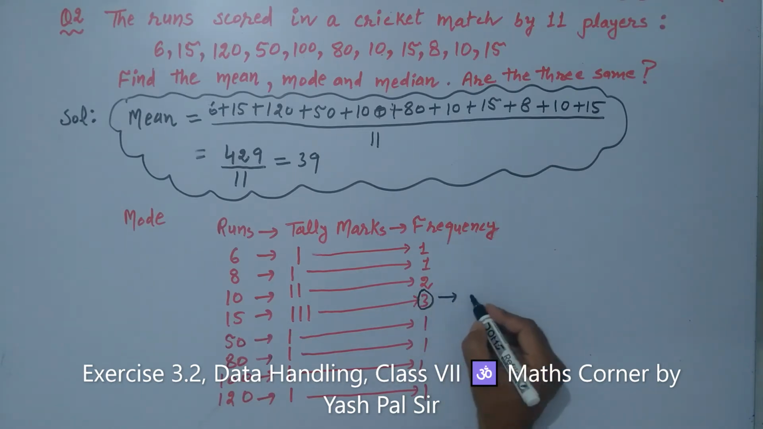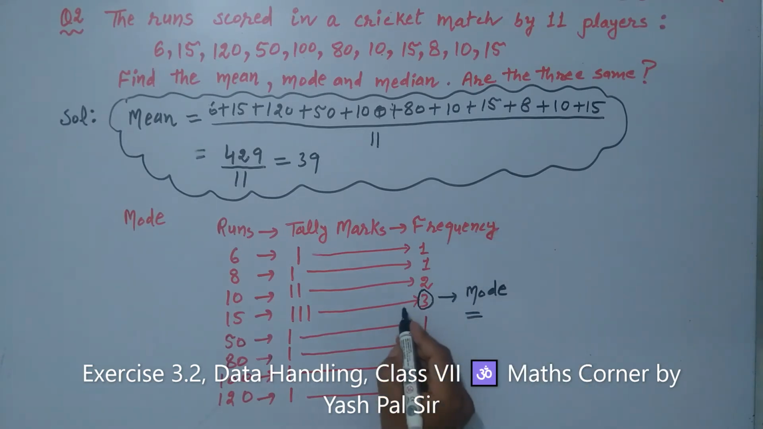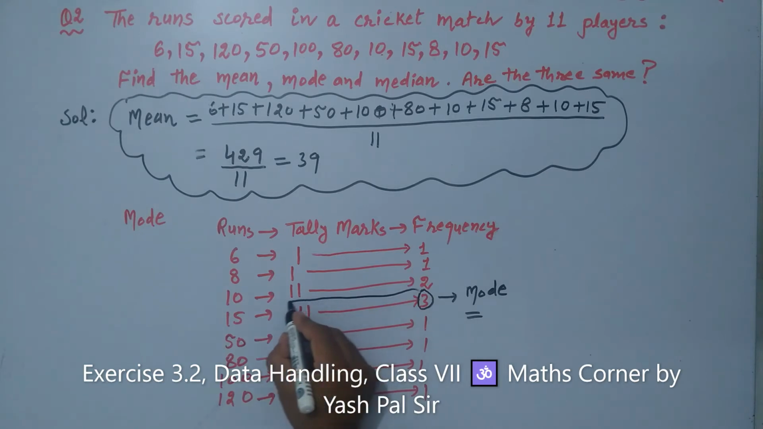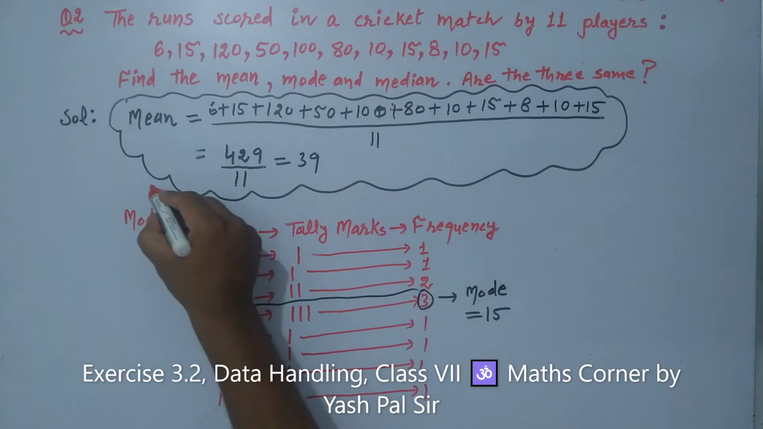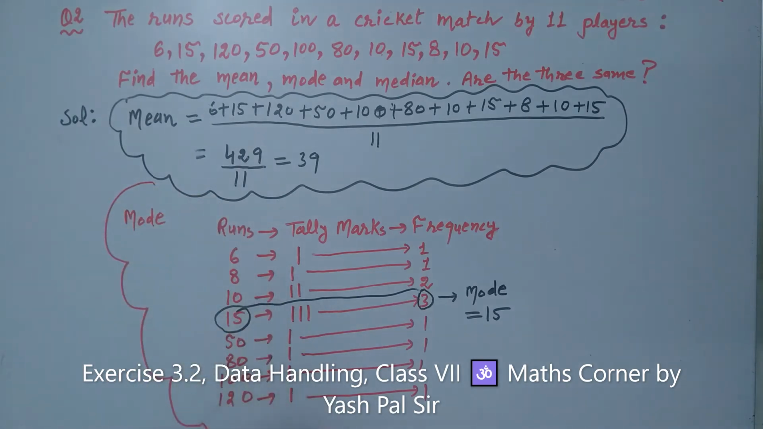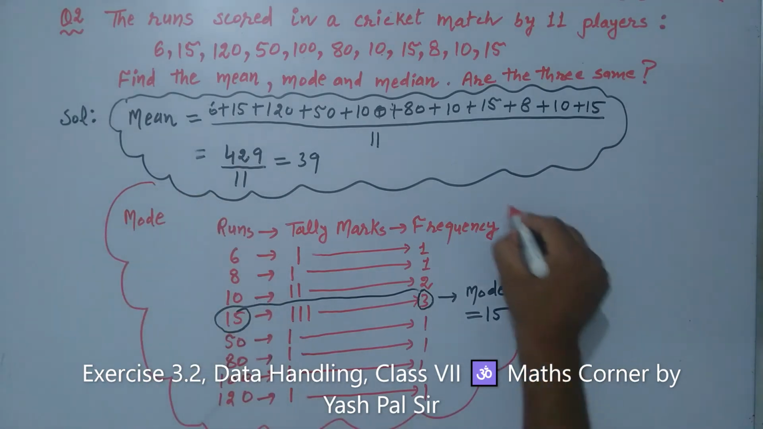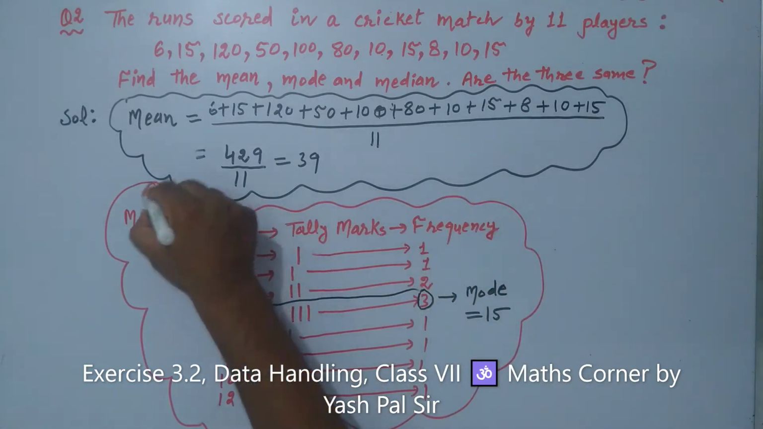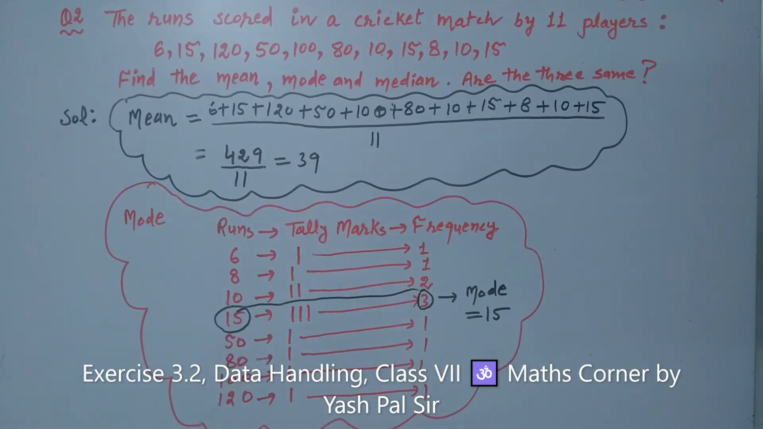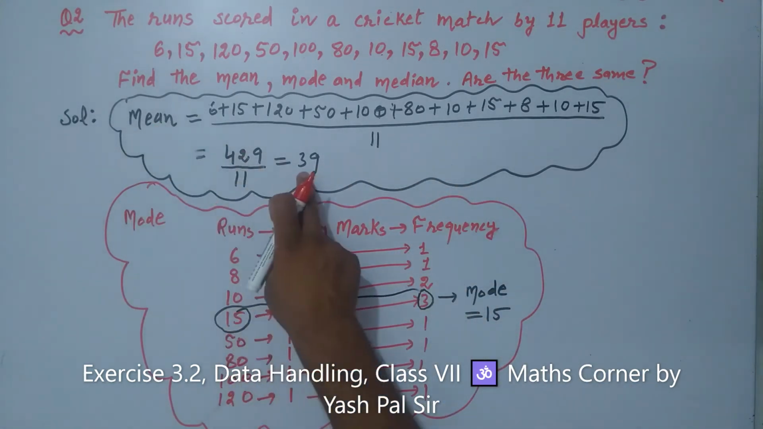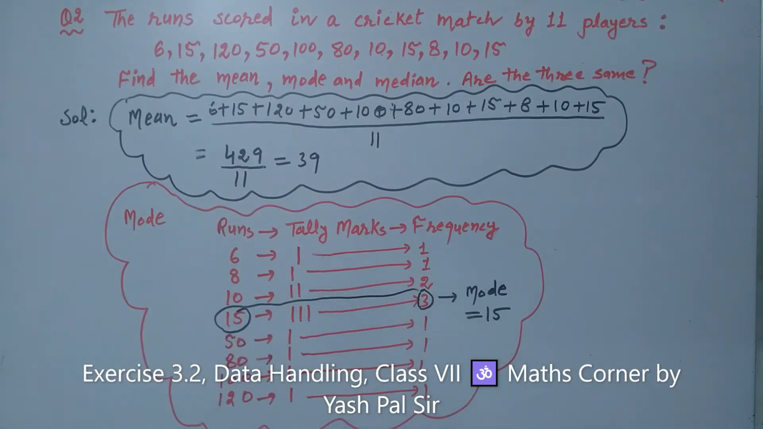So from this what we say, mode is equal to this number, 15. 15 is the mode. So in this way we have got the answer: 15 is the mode. Okay, are mean and mode the same? No, mean is 39, mode is 15.